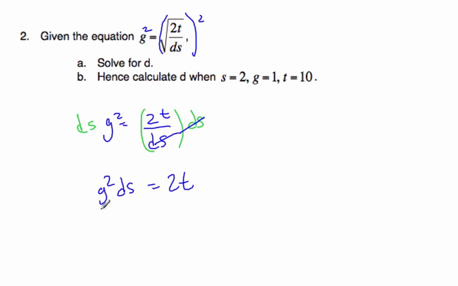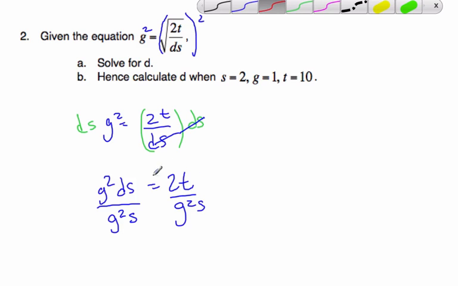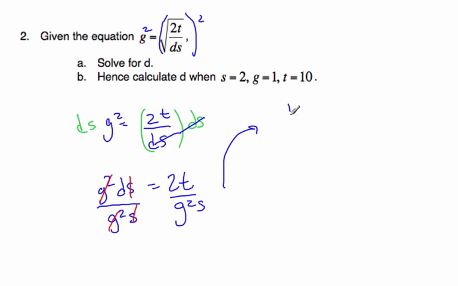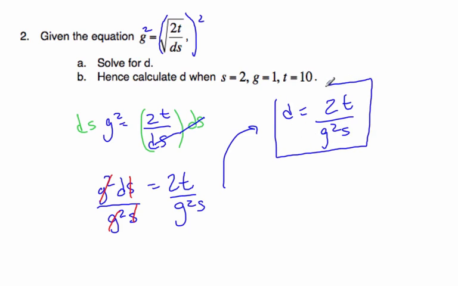So we've got to figure out what to divide by to get d on its own. So we could divide by g squared and s. So I do it to both sides, and that will cancel the s's and the g squared on this side, which leaves me with d equals 2t over g squared s. That's A part.